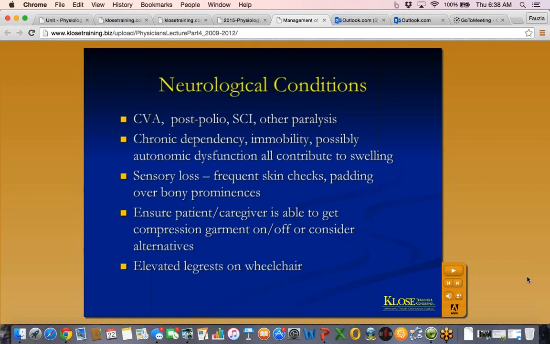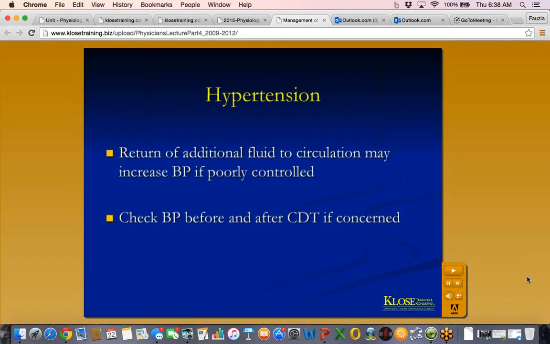Sensory loss is big. If a person has sensory loss and they can't tell you what they're feeling in their skin or in their arm or leg, you want to do frequent skin checks. Maybe we're going to take the bandages off more frequently and pad them over their bony joints. And we want to check that they have somebody to help them get the compression garment on and off more frequently. And we're going to give them more elevation protocols.